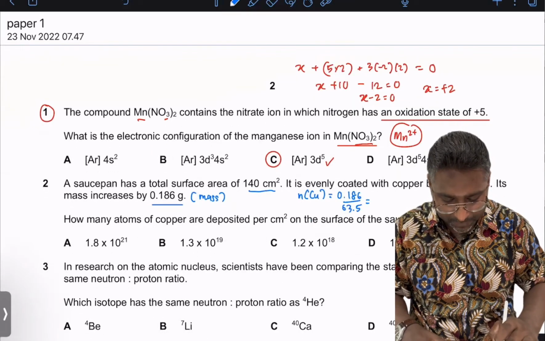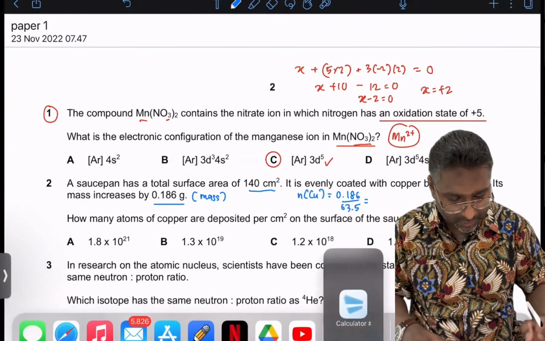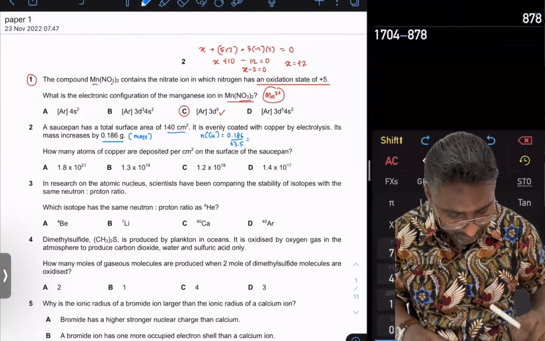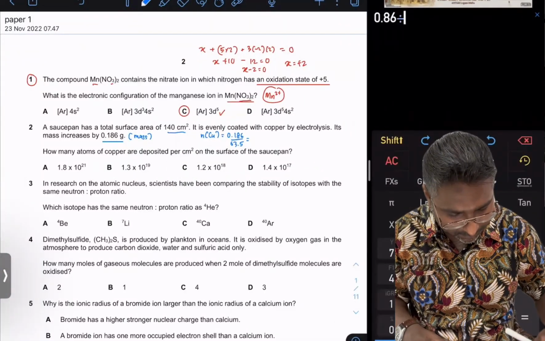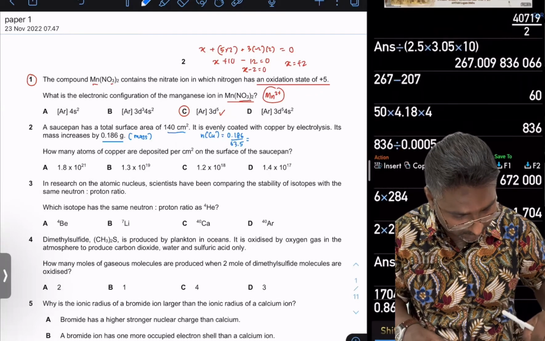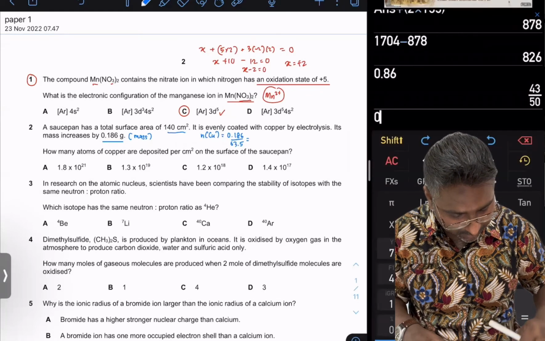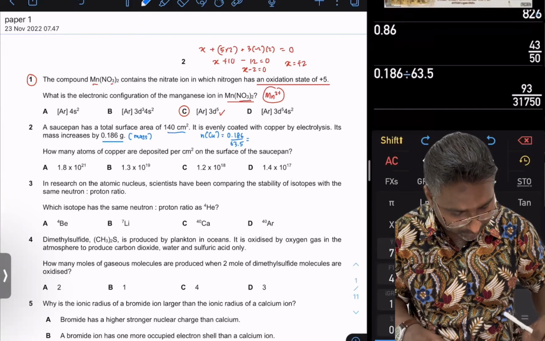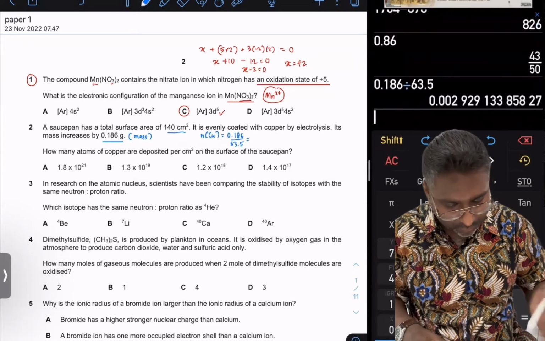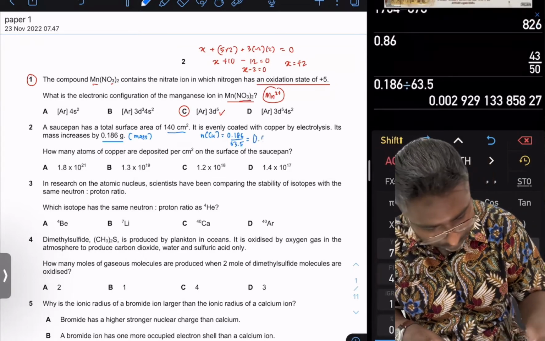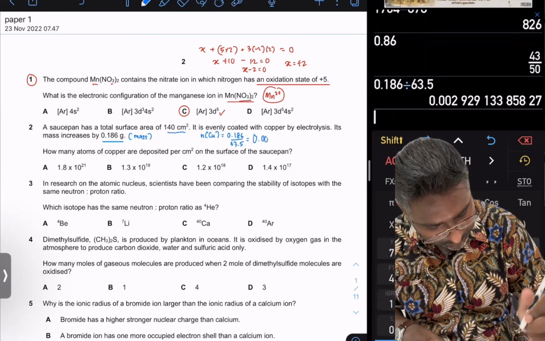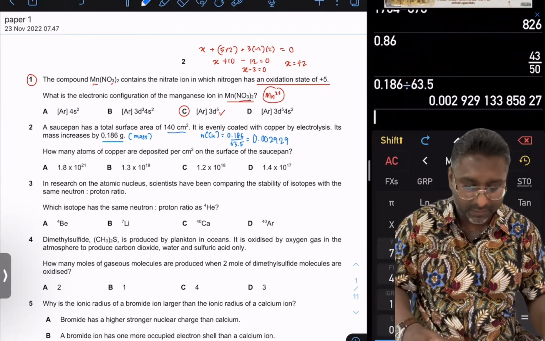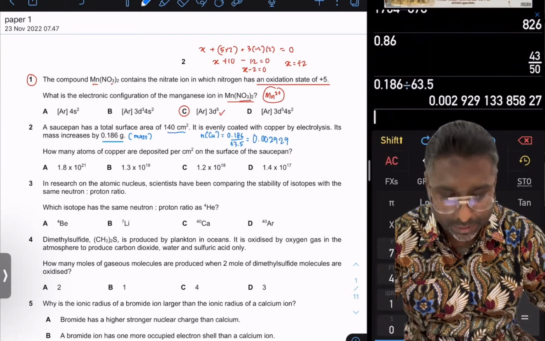You divide by 63.5 to find the number of moles, and let's find it together. You can calculate on your own, and I will calculate my own over here. 0.186 divided by 63.5, and I will get 0.002929. I just put it like this, and this is the number of moles.